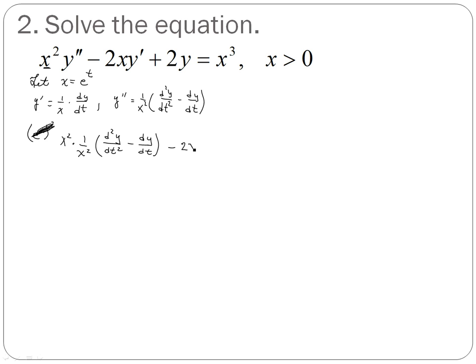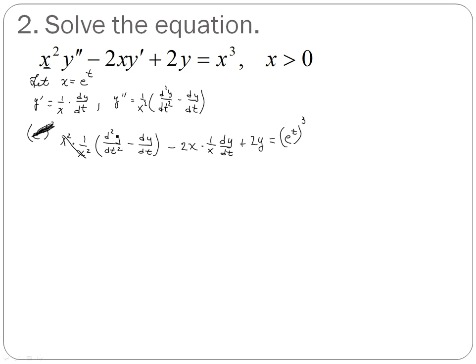minus 2x times my first derivative term, 1 over x dy dt, and again notice those x's will cancel out, plus 2y is equal to x to the third. Now here on the right side, this is where I want to make my substitution and let x equal e to the t. So I get e to the t raised to the third power. When I simplify, these x squareds will drop out.